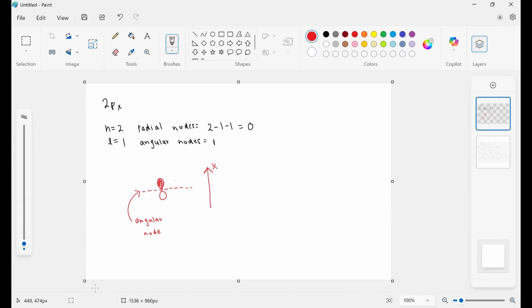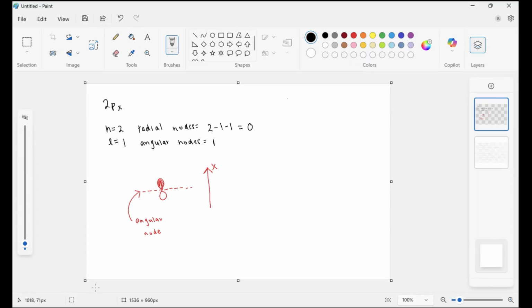Again, what this graphical representation means is just the probability density of the electron, aka how likely you are to find an electron in these spaces, with the node representing a place where the electron physically cannot be found.